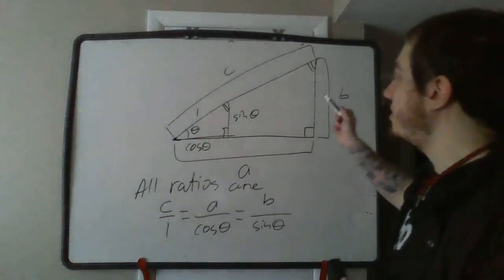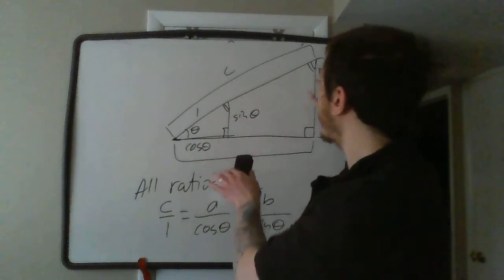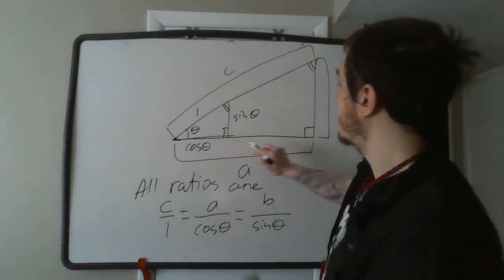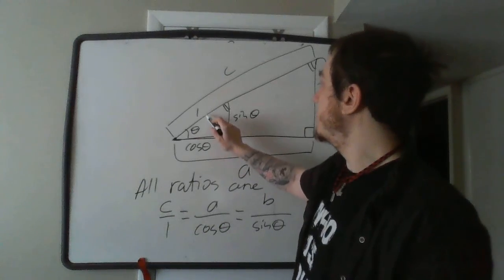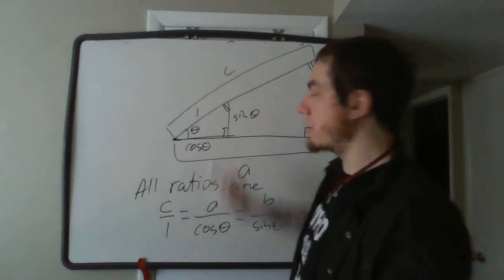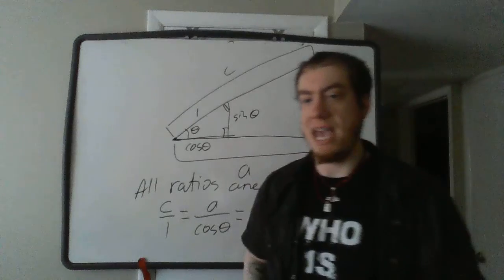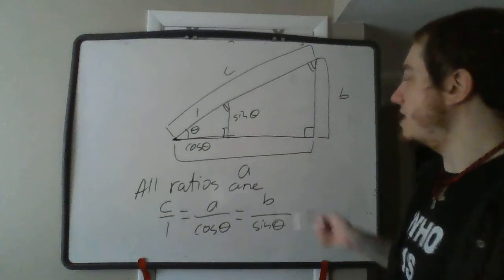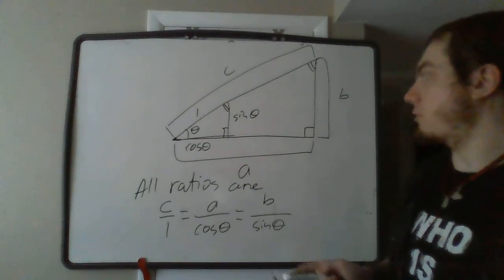Think about what would happen if you made a similar diagram, but where the new triangle with sides A, B, and C is smaller than the original triangle with a hypotenuse of 1. And you'll see, actually, you get exactly the same equations here.